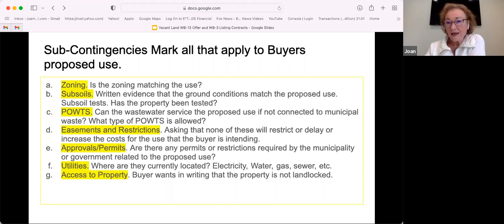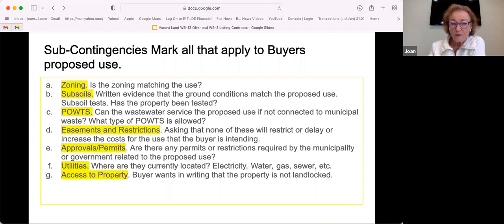Utilities, and this is an area in the vacant land offer to purchase that is confusing to a lot of people, but it's basically requiring the seller to identify exactly where the utilities are for that land. If it's undeveloped land, the utilities may be quite a ways away. They may be in the middle of an existing road toward the land. So it would have to be taken from the road to the lot line, and then when the house is constructed, from the lot line to the house.